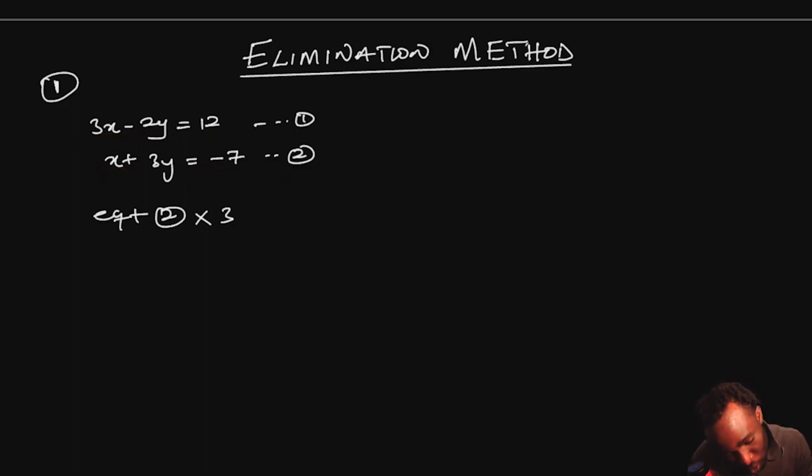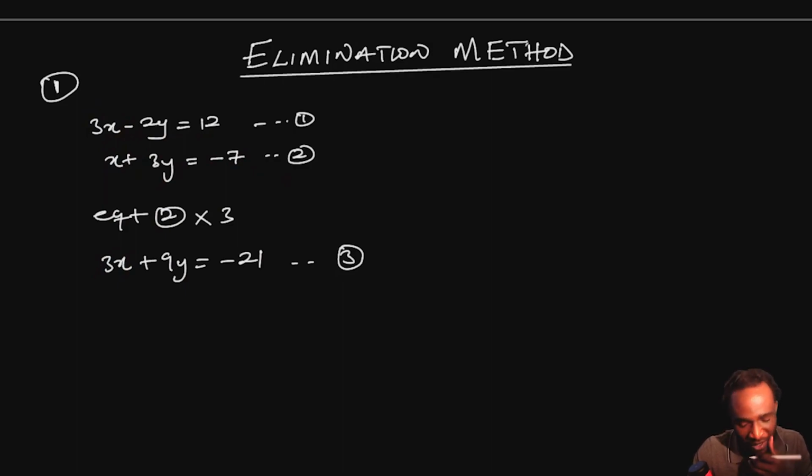So I multiply equation 2 by 3 and I get 3x plus 9y is equal to minus 21. If you multiply the whole equation by 3, that means that I multiply each term by 3. Okay, so I'm going to label this equation 3. Now, we can see we have something in common over here. We have equation 3 and equation 1 having 3x in both of them. So what do we have to do? We are going to do a simple subtraction of equation 3 and equation 1. So equation 3 minus equation 1.